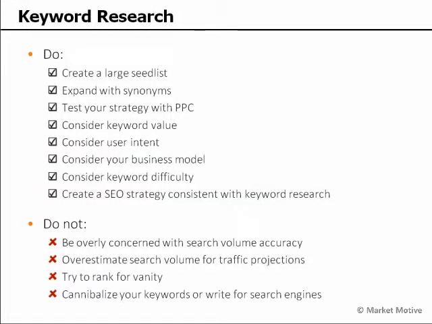For the keyword research as a whole, you do want to create a nice large seed list, have a strategy for your keyword research, expand it with synonyms, and test this strategy with paid search if possible. Consider the overall value and the user intent, as well as obviously the business model, and how these keywords are important to you. In the next section, we're going to look at keyword difficulty and how the competition or opposition plays a part in your keyword strategy and overall SEO strategy, which needs to be consistent. Your keyword research should absolutely be married to your information architecture and the rest of your SEO strategy.